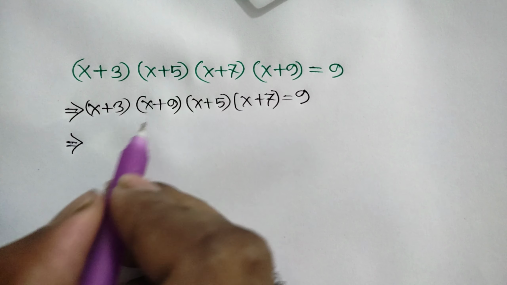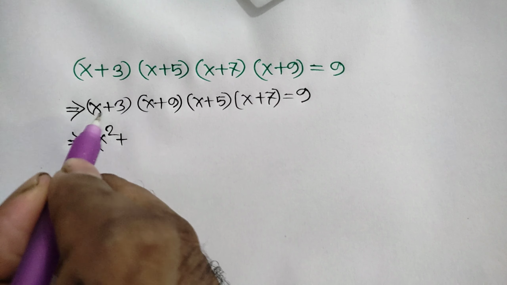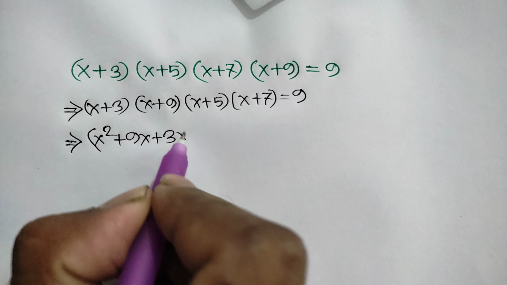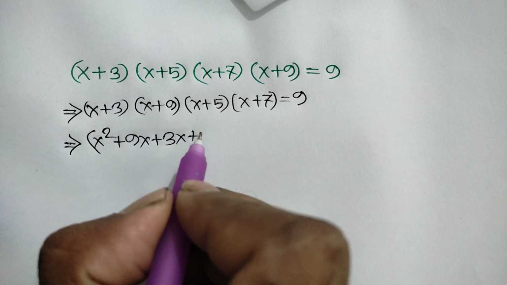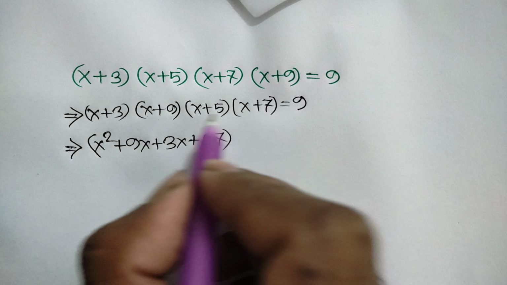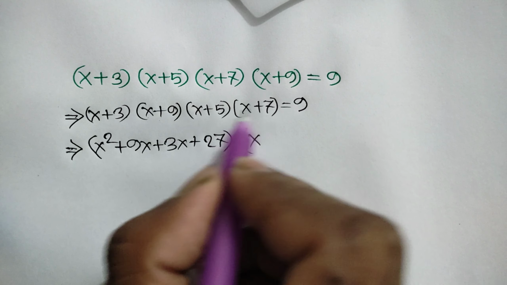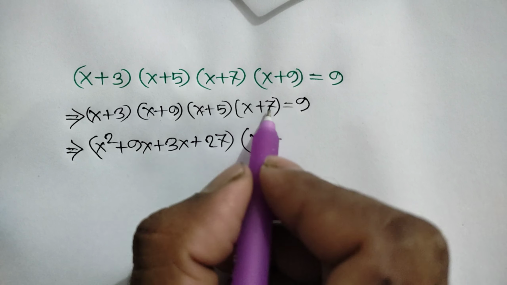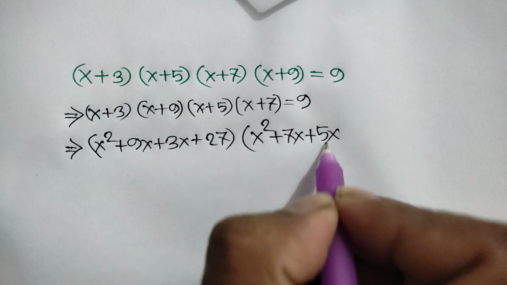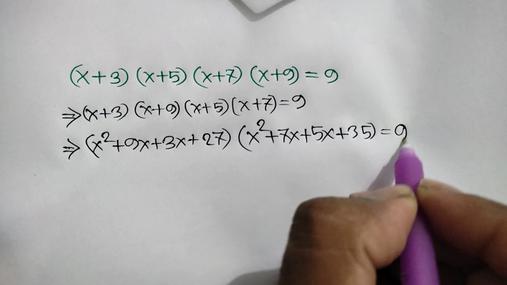Now multiplying the first two terms, we can write x times x is x square, plus x times 9 is 9x, plus 3 times x is 3x, plus 3 times 9 is 27. And now multiplying the last two terms, we can write x times x is x square, x times 7 is 7x, 5 times x is 5x, 5 times 7 is 35, is equal to 9.